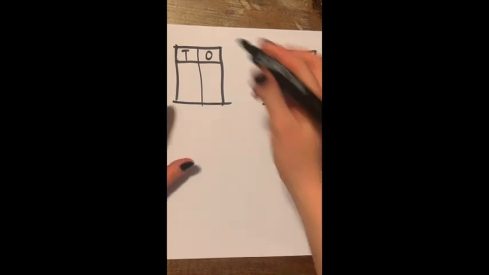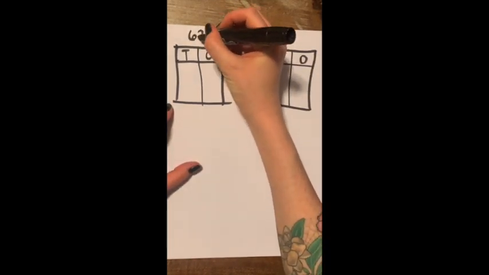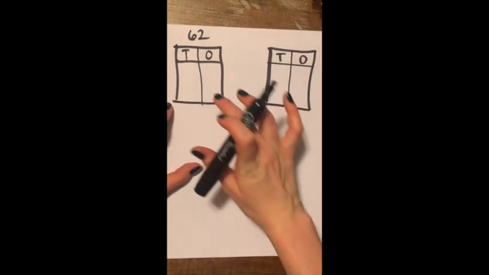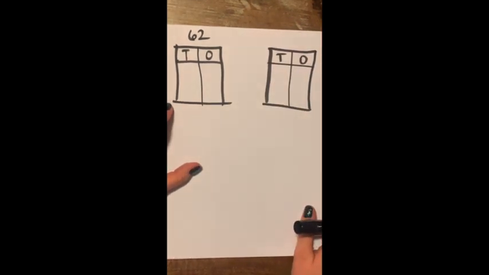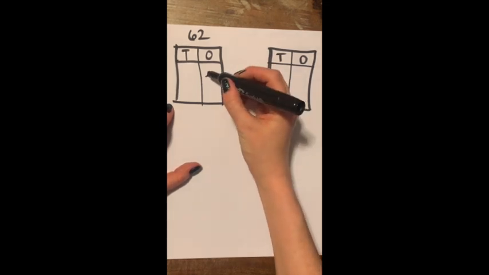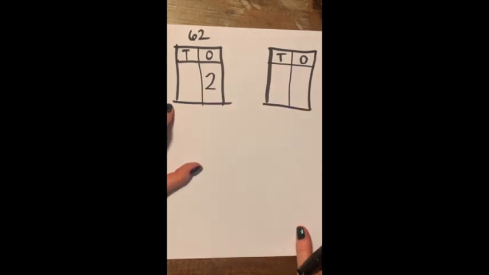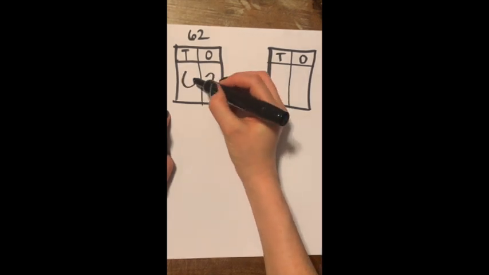So if I think of the number 62, how many ones does 62 have? It has two ones. How many tens does 62 have? It has six tens.